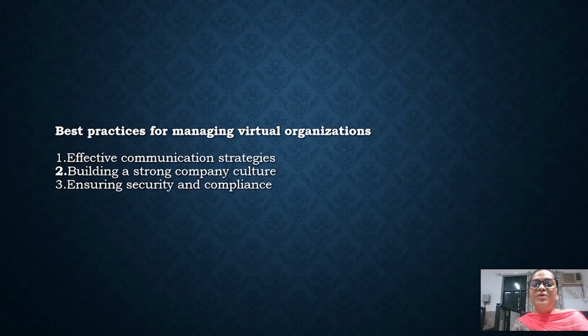Now the next practice is building a strong company culture, which means organizing virtual team building activities such as online games, virtual coffee breaks, or collaborative projects. It will always help to build relationships between the employees, and it will also help to foster a sense of community among the employees of the organization. Also, regularly recognizing and rewarding employees for their contribution will help to boost their morale and keep them motivated. Virtual recognition programs and peer-to-peer acknowledgements can be very effective for uplifting the morale of the employees.